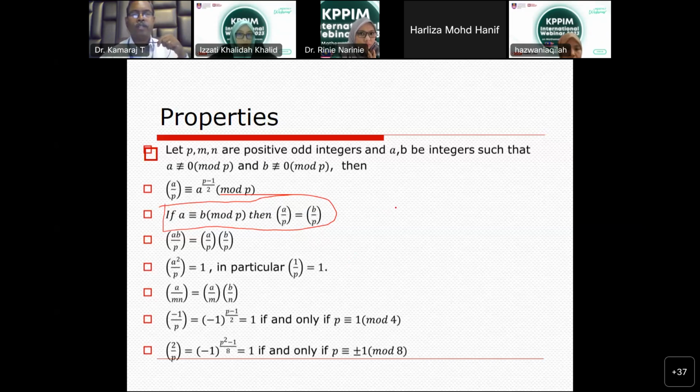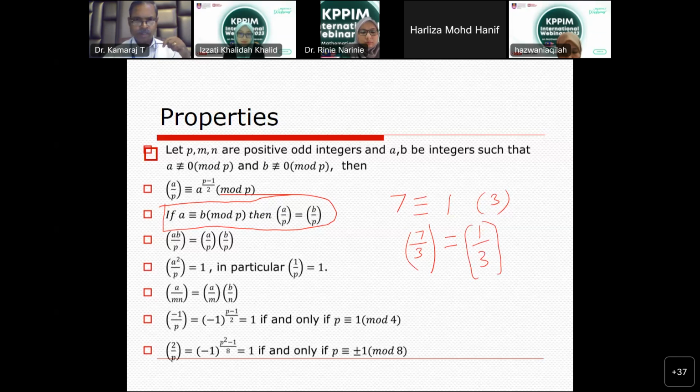One simple example: if you go for 7 under modulo 3, so if the value is 1, that means, now we can say this result is, the Jacobi symbol value of 7 by 3 is equal to, according to this result, the Jacobi symbol of 1 by 3. The Jacobi symbol of 1 divided by 3 by this result. This bracket stands for the Jacobi symbol. So according to this property, we can say that 7 by 3 is the same as 1 by 3.